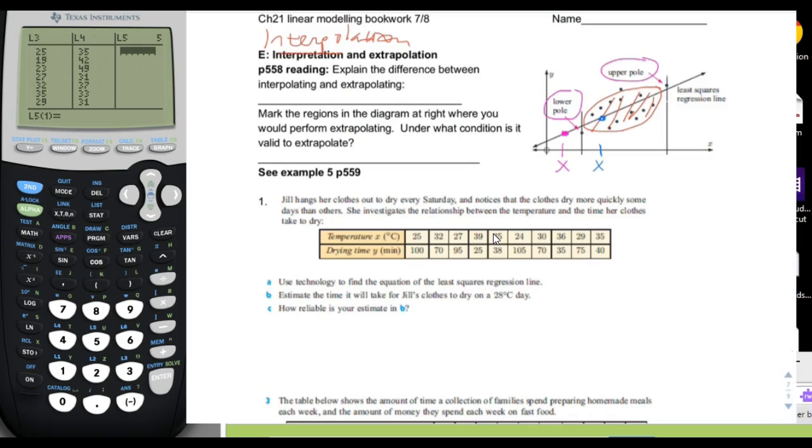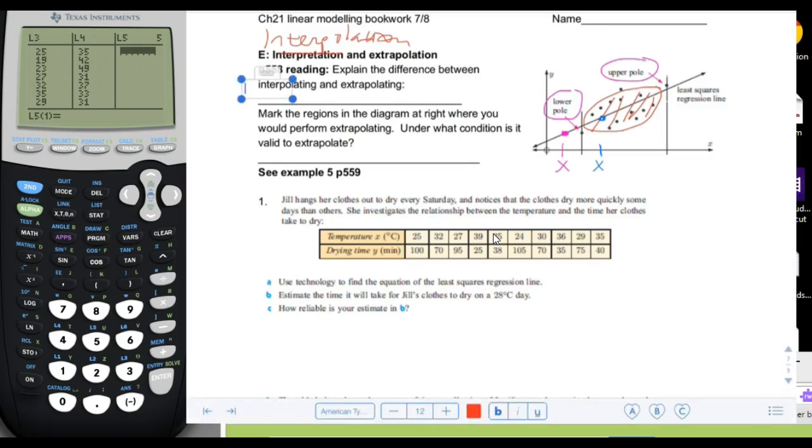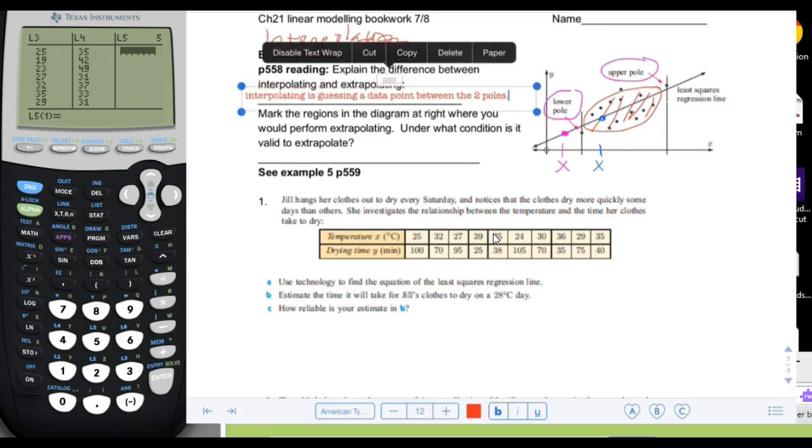So when you say, okay, what is the difference between interpolating and extrapolating, the easiest way to explain that is saying, okay, interpolating is guessing a data point between the two poles. Okay? And extrapolating is guessing a data point outside the poles.